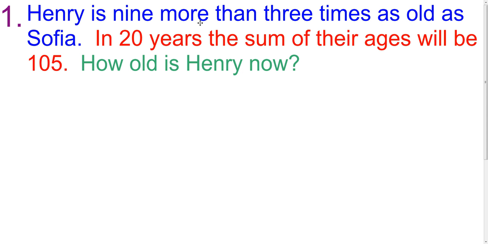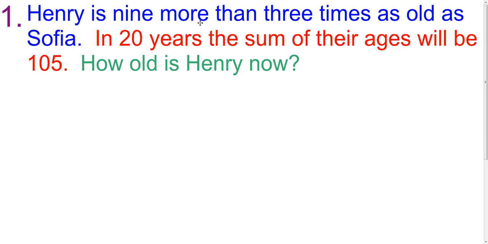So if we read this problem, Henry is 9 more than 3 times as old as Sophia. In 20 years, the sum of their ages will be 105. How old is Henry now? Okay, so we've got a couple different things going on.